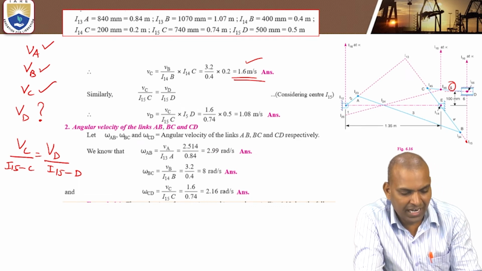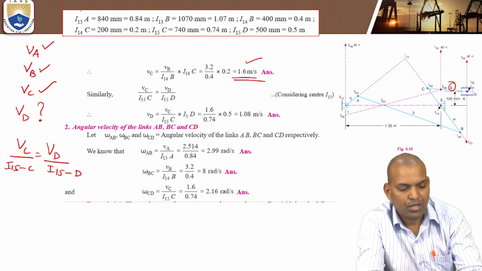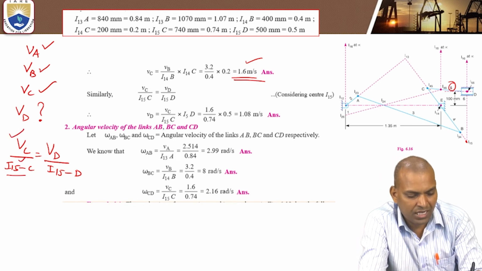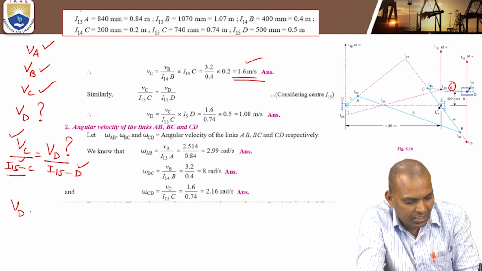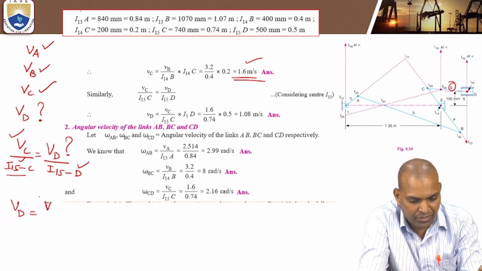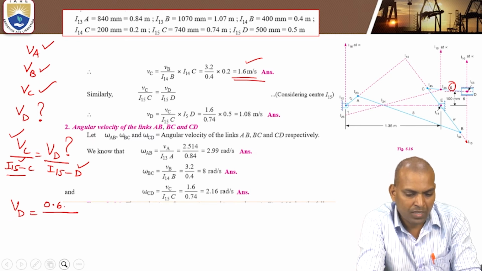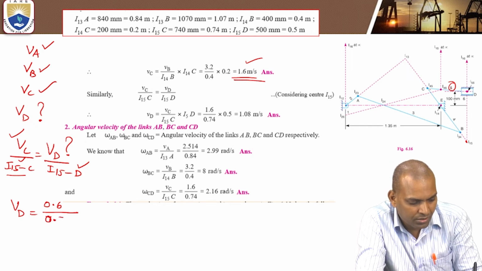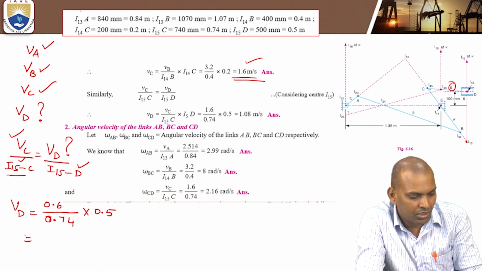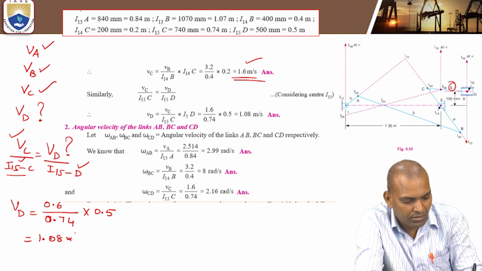Okay, now we have to calculate. We already measured the I15C distance and the I15D distance. We know VC, and we know I15C and I15D. The linear velocity of point D, VD, equals VC, which we just calculated as 1.6 meters per second, times I15D, 0.5 meters, divided by I15C, 0.74 meters. VD comes to 1.08 meters per second.